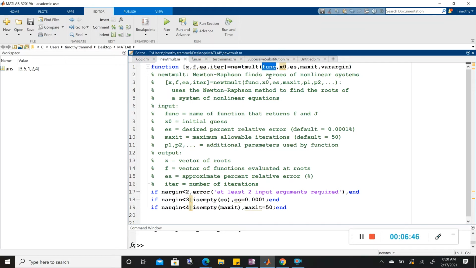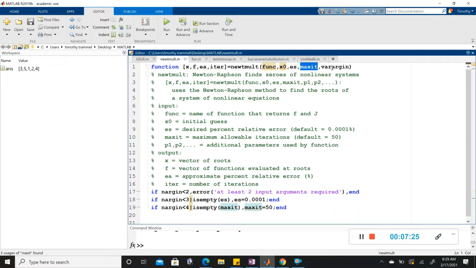The input is going to be, one of them is going to be a function. This function will actually be something that gives us our Jacobian and our functions f1 through fn. X naught here is our guess. It should be a vector. Our guess at where the root or the solution is. And then ES will be our desired relative error.